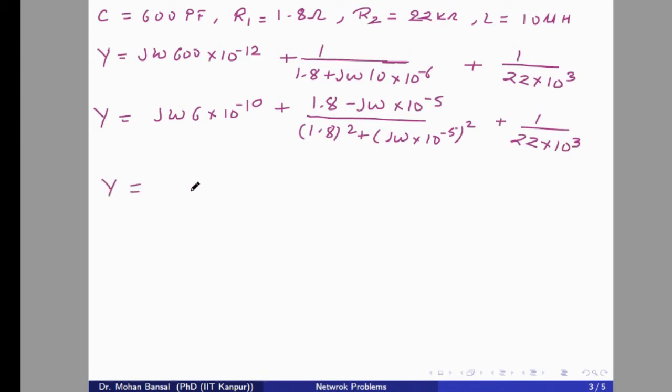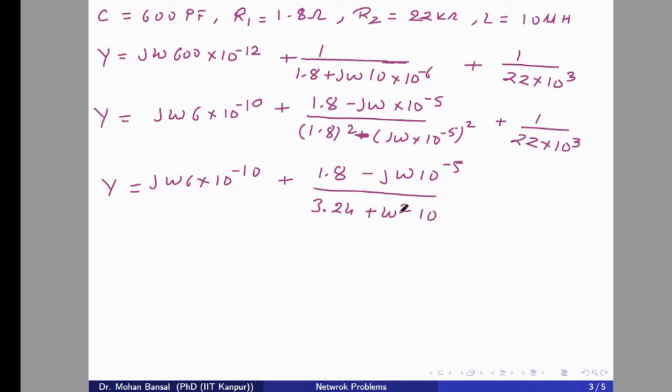So the admittance is going to be j omega 6 into 10 to the power minus 10 plus 1.8 minus j omega into 10 to the power minus 5 divided by 3.24 plus omega squared into 10 to the power minus 10, plus 1 divided by 22 into 10 to the power 3.